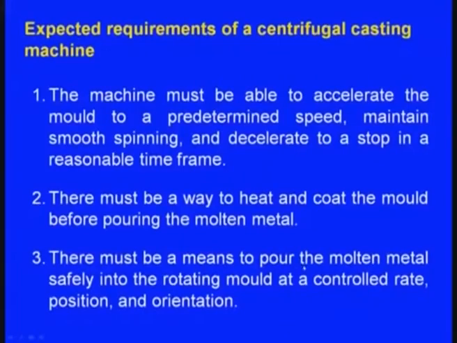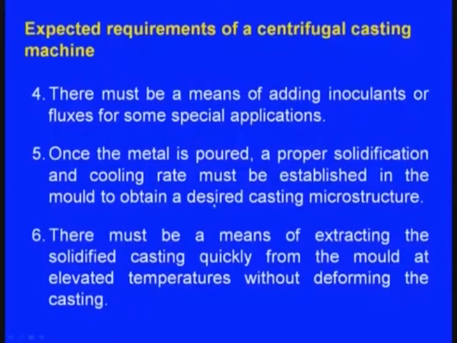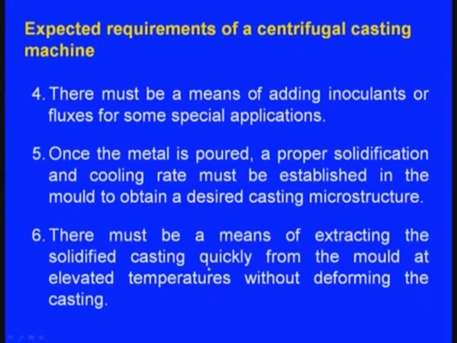There must be a means to pour the molten metal safely into the rotating mold at a controlled rate, position and orientation. There must be a means of adding inoculants or fluxes for some special applications. The role of the inoculants and the fluxes we have already seen. So, even this centrifugal casting machine should have means of adding these inoculants and fluxes. Once the molten metal is poured, a proper solidification and cooling rate must be established in the mold to obtain a desired casting microstructure. Next, there must be a means of extracting the solidified casting quickly from the mold at elevated temperatures without deforming the casting.